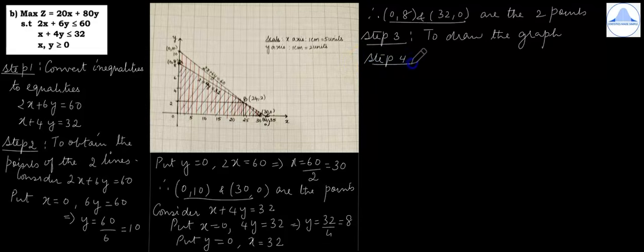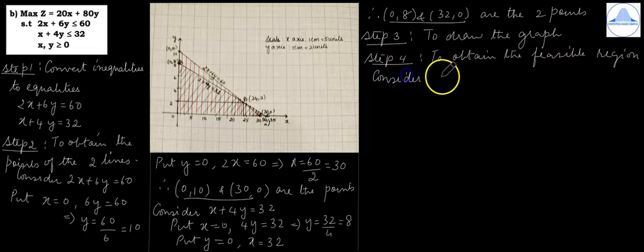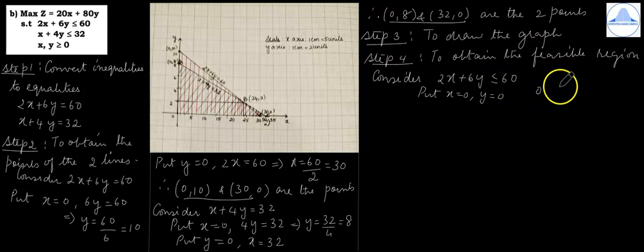Next is step 4. So step 4 is to obtain the feasible region. To obtain the feasible region, we should take the inequalities which were given. So take the first one, that is consider 2x plus 6y less than or equal to 60. Then you put x equal to 0, y equal to 0. So on the left hand side you will get 0. On the right hand side you have 60.